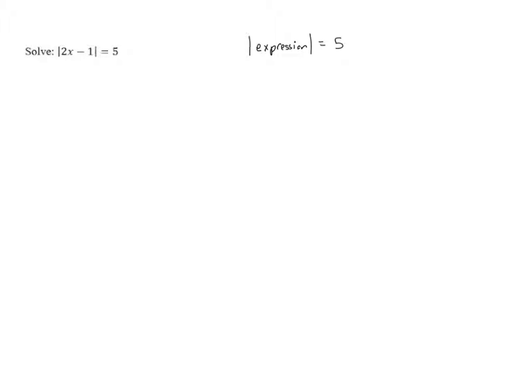So in a situation like this, we actually split it up into two different equations. We said first the expression could have a value of 5. That's one way that this would work out. And then the other is if the expression had a value of negative 5. And that's exactly what we're going to do with this equation. But instead of the word expression, we're going to put the expression in these equations. So let's see what that gives us.